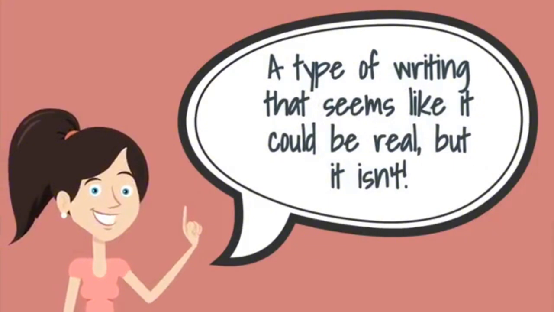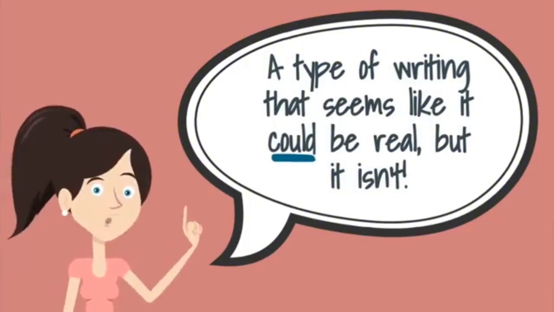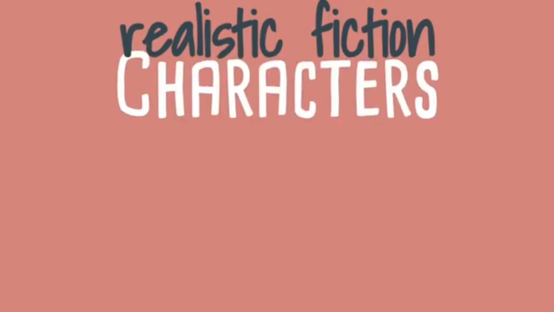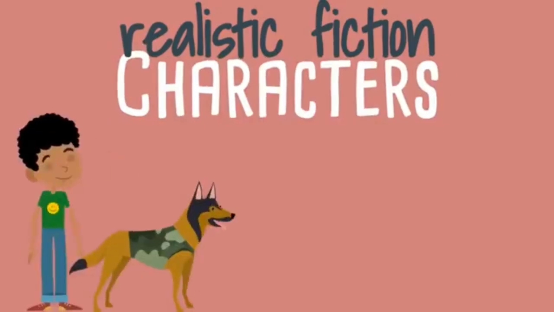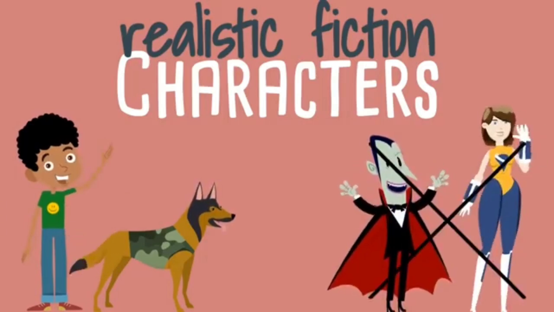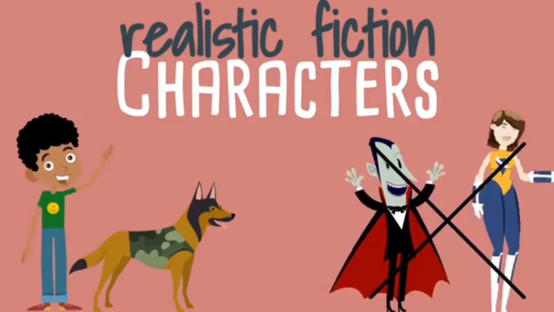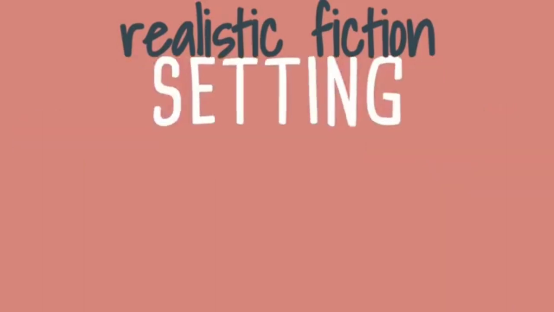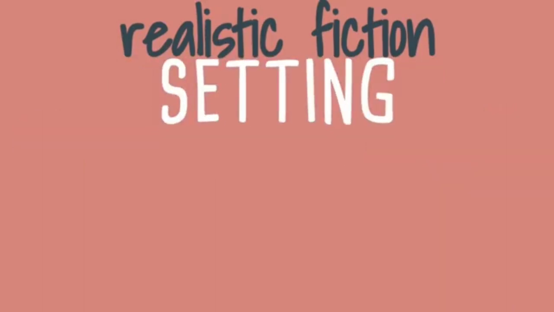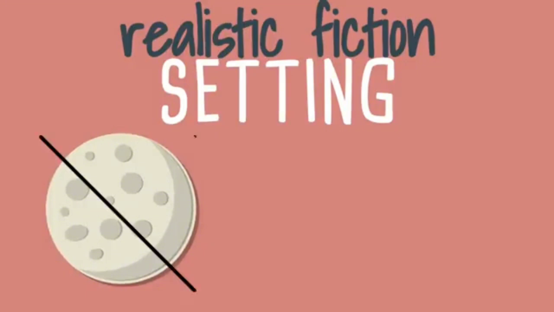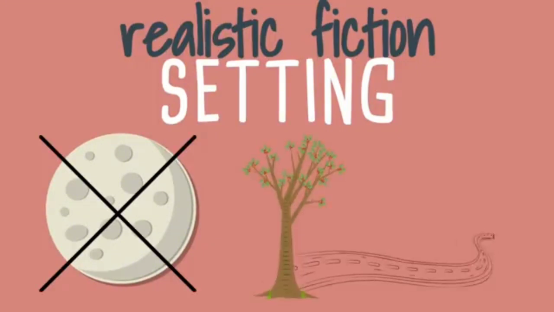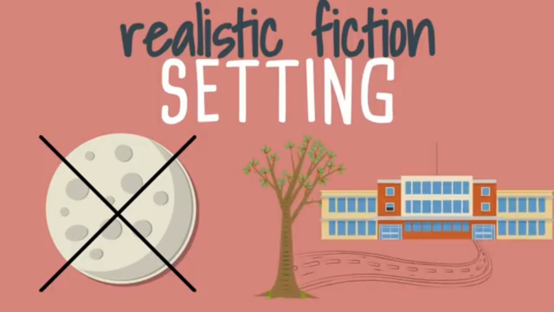The things that happen in the story could really happen though. In realistic fiction stories, the characters seem like they could be real people or animals, but they usually aren't. That means no vampires or superheroes, just regular people. The same is true for the setting. A realistic fiction story wouldn't take place on the moon because that's not realistic. It may take place in a park or at a school.